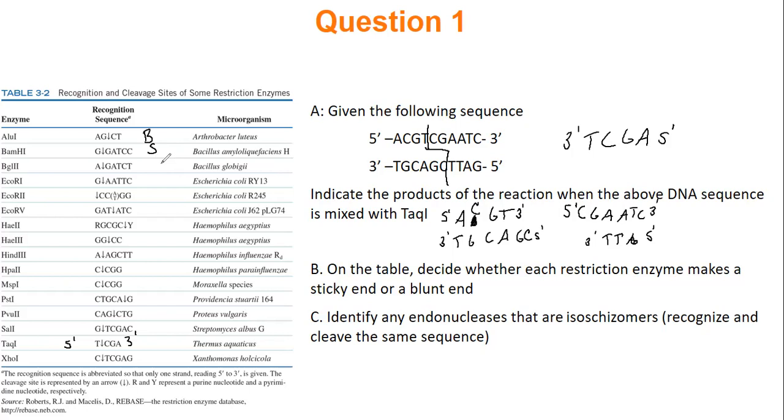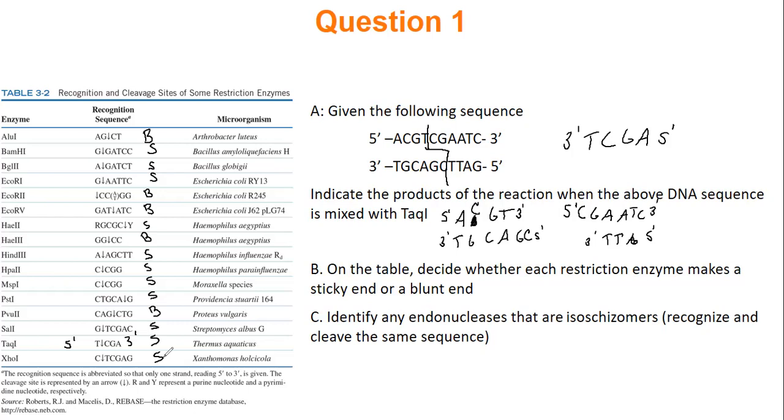So blunt, sticky, sticky, sticky. Here, we're cutting at the very end. When you cut at the very ends like that, again, it's going to be a blunt end because you don't have any overhang. So that's blunt, then blunt, sticky, sticky, sticky, sticky, blunt, sticky, sticky, sticky. So you're just asking yourself, am I making an even cut or an uneven cut? Even cut will make no overhangs, uneven cut will make overhangs.